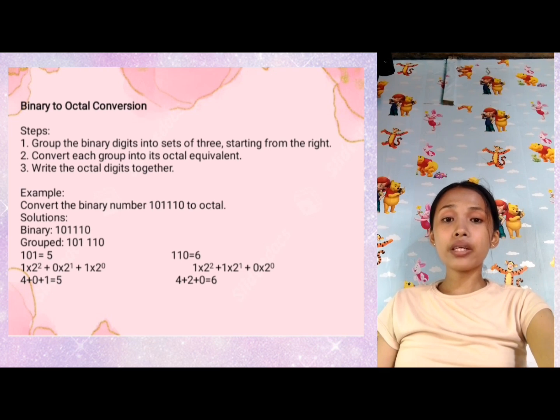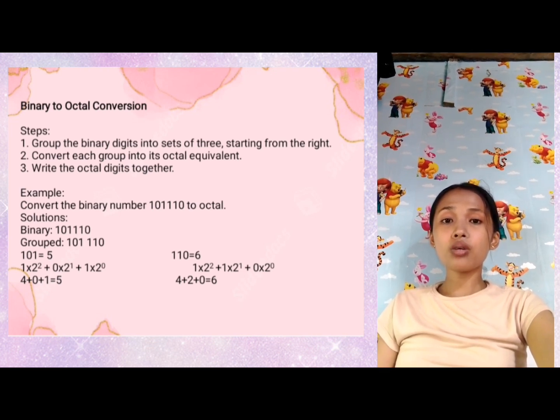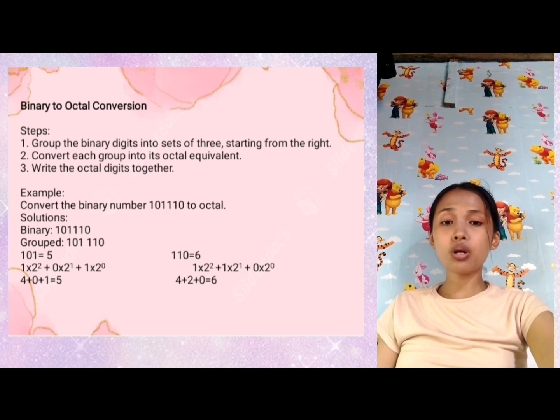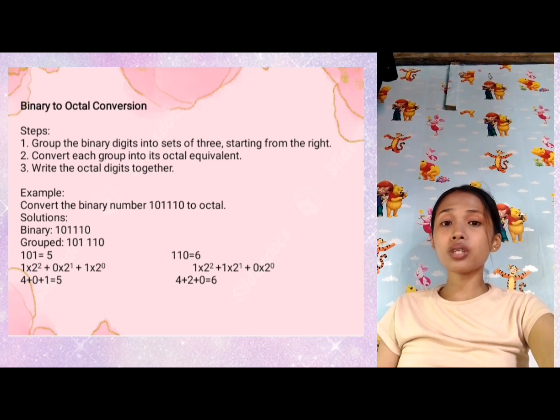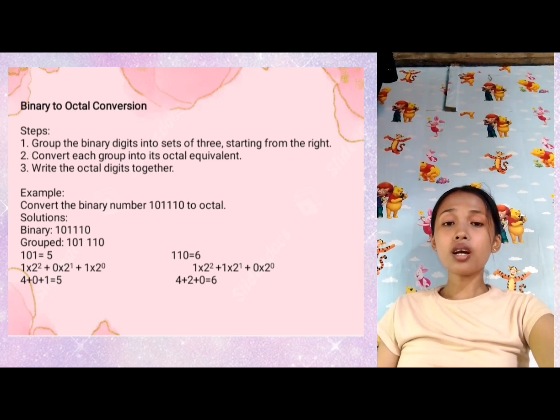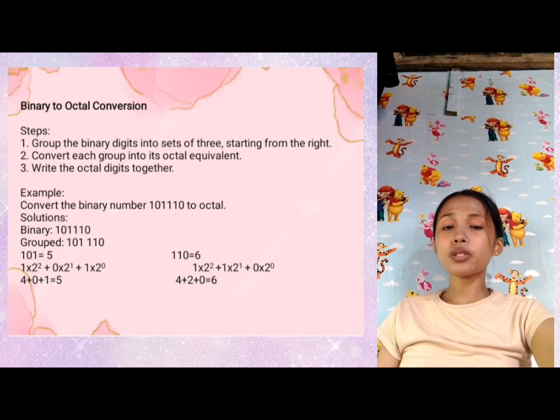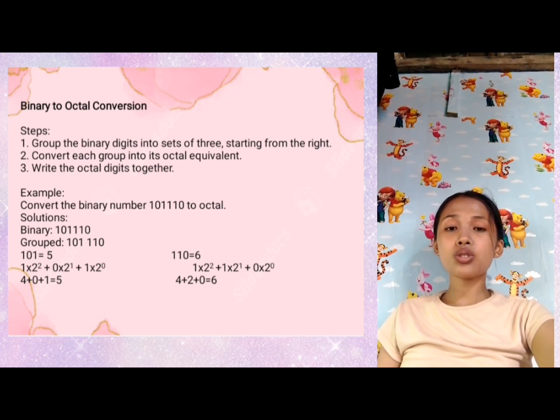Next up is the binary to octal conversion. Here are the steps to follow when converting binary numbers to octal. First, group the binary digits into sets of 3 starting from the right. Second, convert each group into its octal equivalent. Then, write the octal digits together.